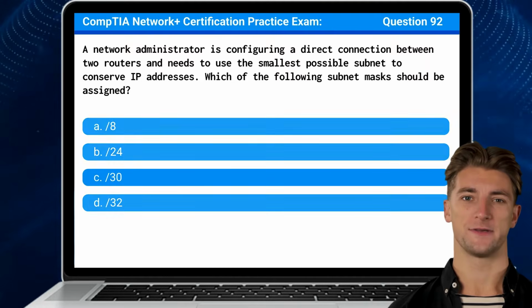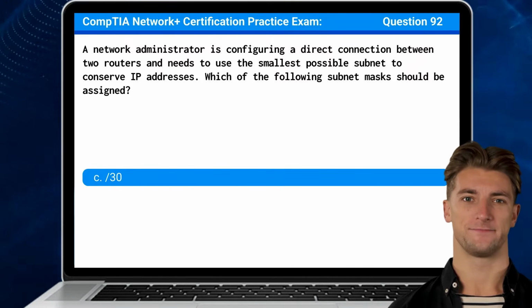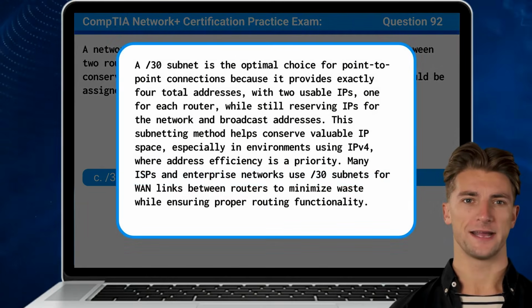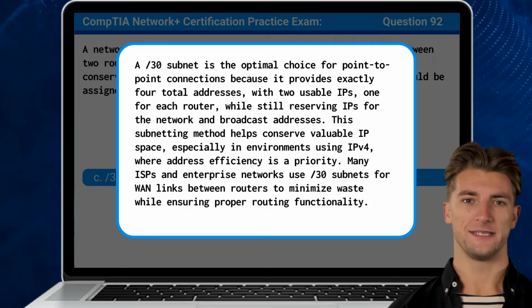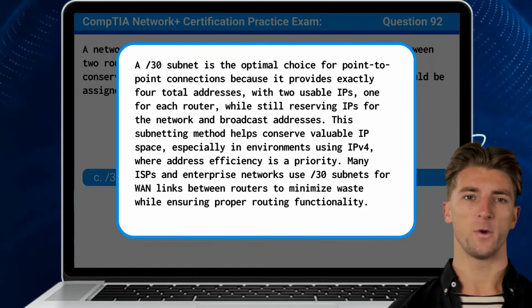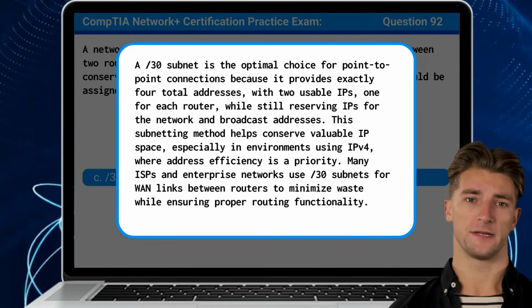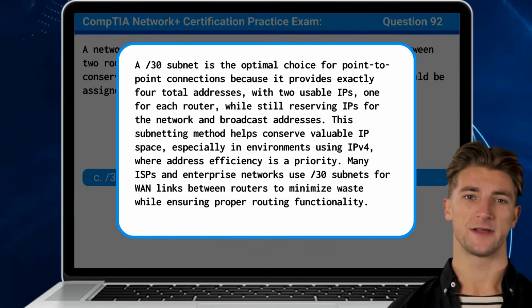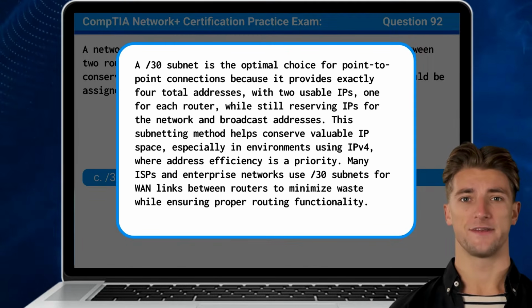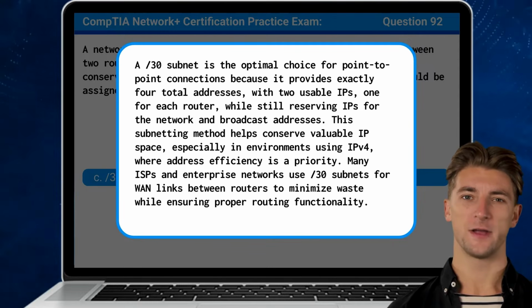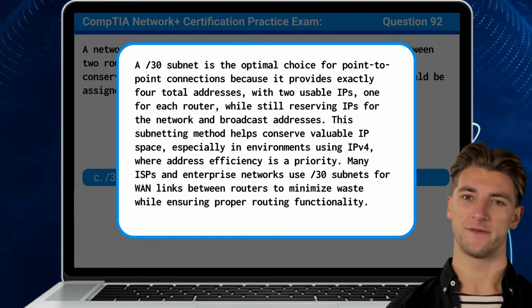The answer is C. /30. A /30 subnet is the optimal choice for point-to-point connections because it provides exactly 4 total addresses with 2 usable IPs, one for each router, while still reserving IPs for the network and broadcast addresses. This subnetting method helps conserve valuable IP space, especially in environments using IPv4, where address efficiency is a priority. Many ISPs and enterprise networks use /30 subnets for WAN links between routers to minimize waste while ensuring proper routing functionality.